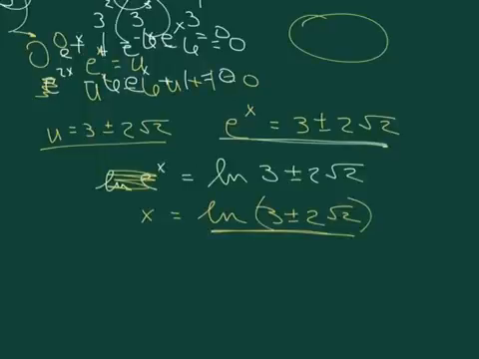And again, what you're getting is where that graph crosses the x-axis. So when you draw this, you're getting this kind of a picture, and it's going to cross here, and it's going to cross here at these 2 points. 3 plus 2 square root of 2, 3 minus 2 square root of 2, and then you take the ln of each of those, and you get two answers there.